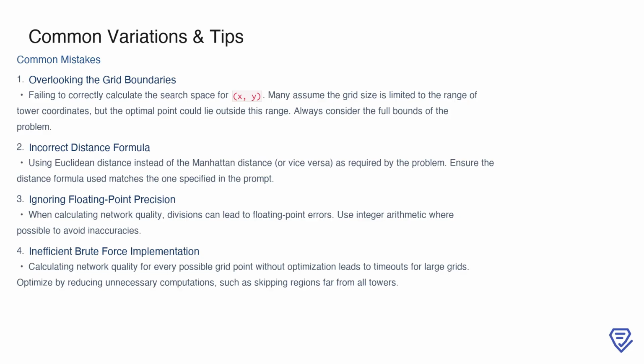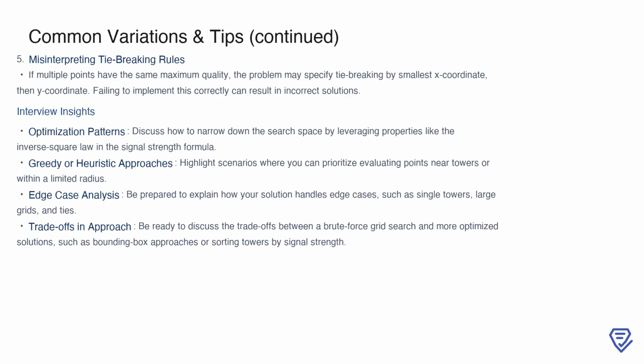Finally, brute force implementations can be inefficient, especially for large grids. Calculating network quality for every single grid point without optimization can lead to timeouts. To avoid this, focus on reducing unnecessary computations, such as skipping areas far from all towers where the signal strength is likely negligible. Now, another mistake to watch for is misinterpreting tie-breaking rules.